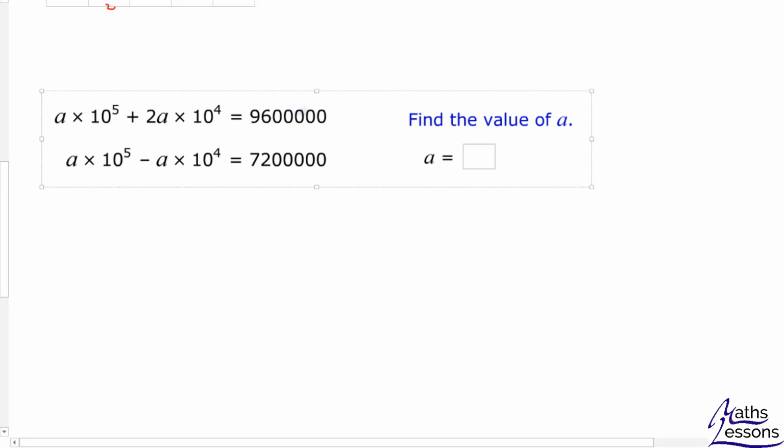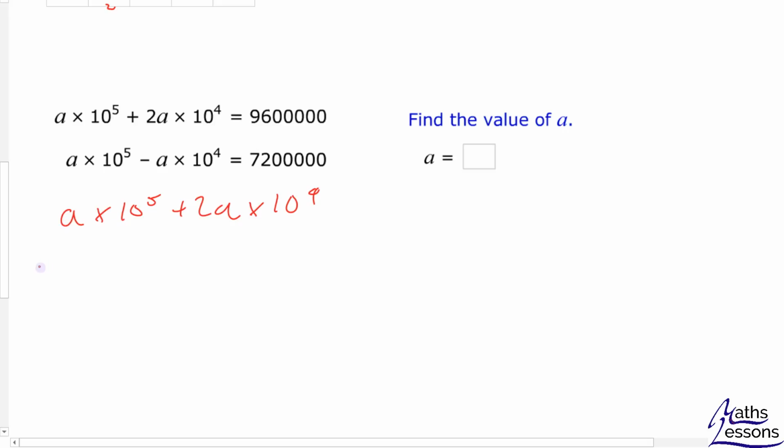Okay, so right, how do we do this one? And there's a little trick to this one. We're going to do a times 10 to the 5. Let's just do this bit first. Plus 2a times 10 to the 4. And the trick is to make the powers, the 10 to the 4s, the same.